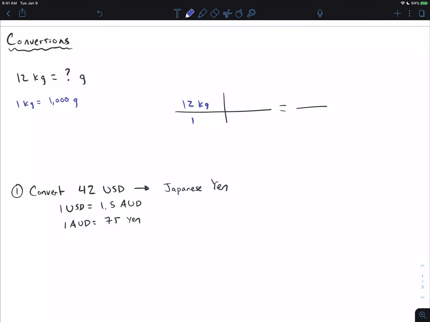Next thing, what I want to do is I want to get rid of kilograms. I don't want kilograms. I want grams, right? So in the end, I'm going to want grams up here on the top. At some point, this is going to have to replace kilograms. The only way for it to do that is I have to get rid of kilograms. I got to get rid of this.